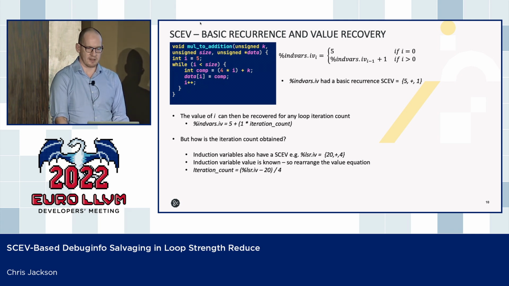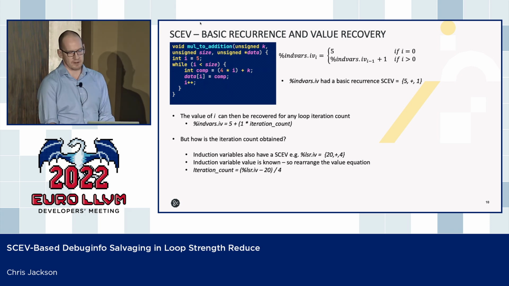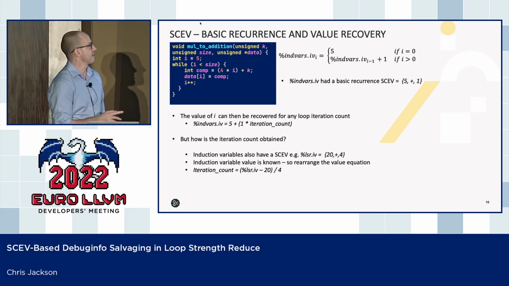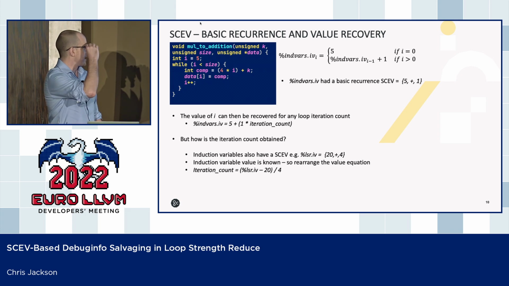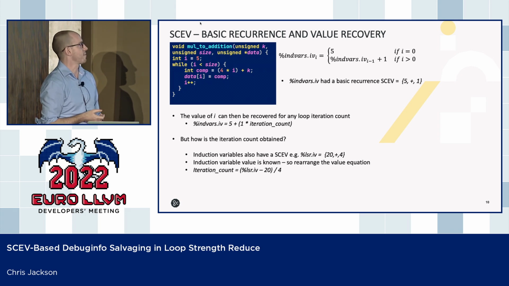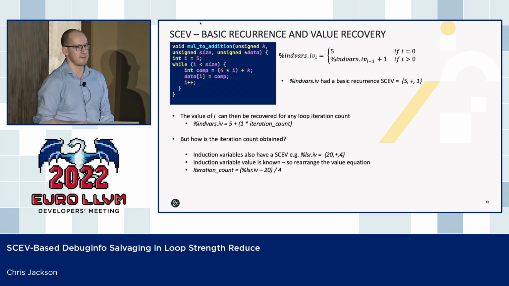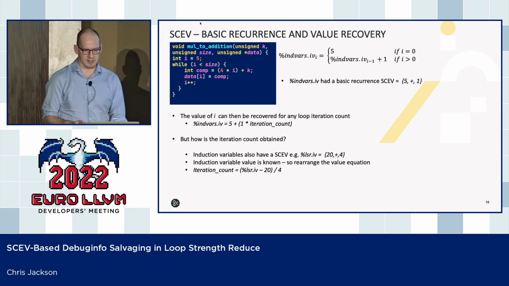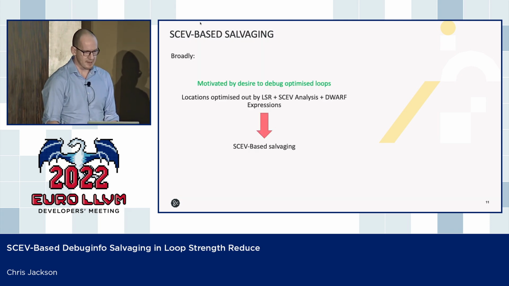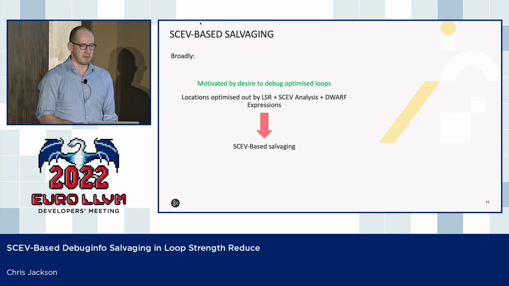But how to derive the iteration count? Well, we know that the LSR canonical induction variable will be present, and in this case, that's the SCEV expression. And so we're able to compute the iteration count by just reversing the SCEV, by inverting it. So we subtract the start value and then divide by the stride value, and we know which iteration count we're in. Okay, so motivation's clear.